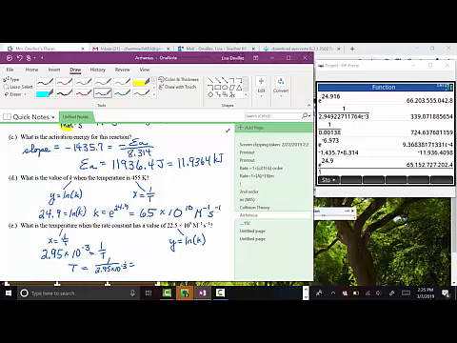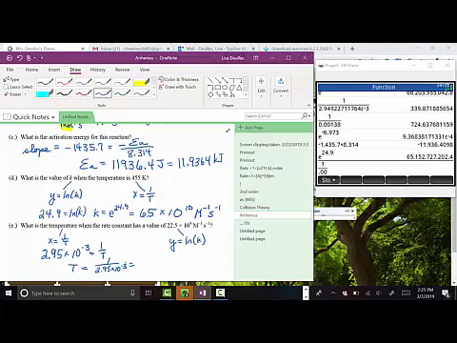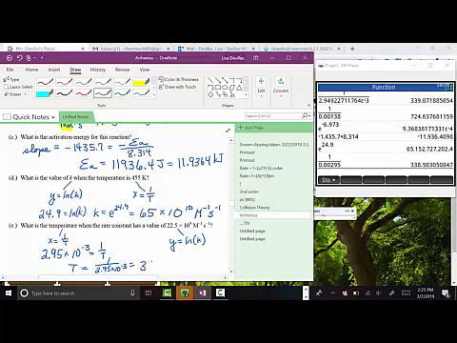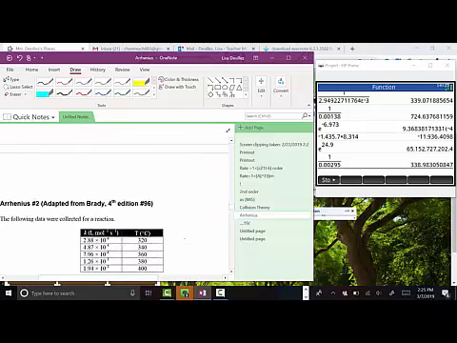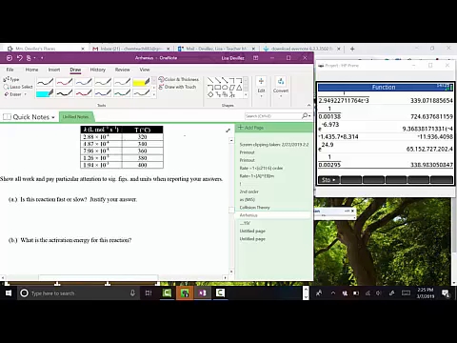So that means that t is equal to 1 over 2.95 times 10 to the minus 3, which is 1 divided by 0.0025. So I'm getting around 339 Kelvin. Okay, let's look at the next problem. Okay, so here, got another set of data.